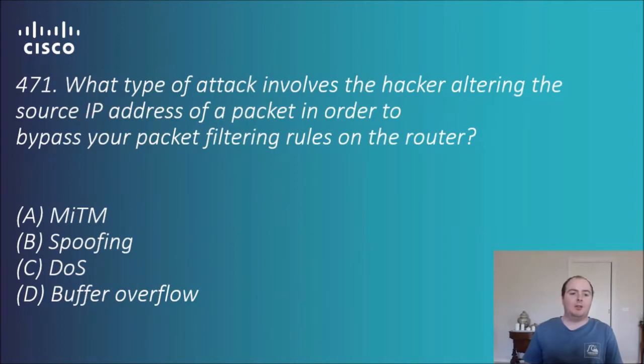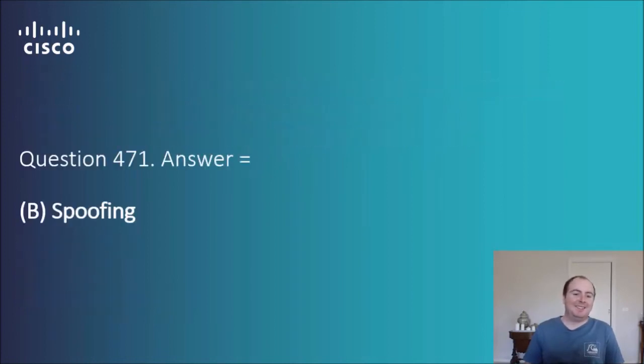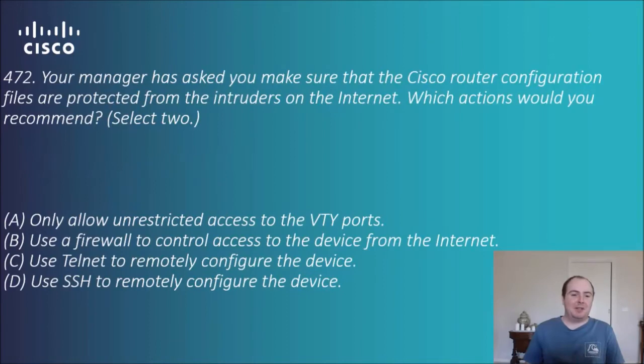471, what type of attack involves the hacker altering the source IP address of a packet in order to bypass your packet filtering rules on the router? So we've got MITM, spoofing, DOS, buffer overflow. If a hacker's ever altered something or trying to make something seem like it is something else, so you often hear of spoofing emails. I've just given the answer there. Spoofing. So hopefully you weren't trying to work that one out. But yeah, spoofing is where something is changed somewhere in the middle, and is aimed to trick either the human or the network device into thinking it's something else.